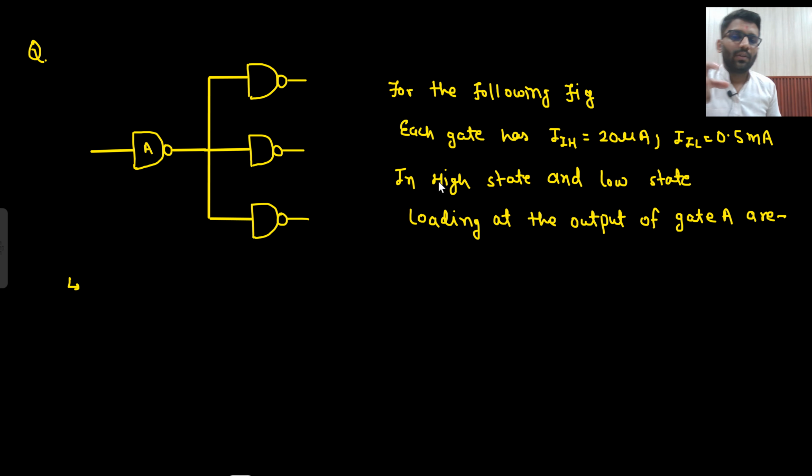Now this is a good question. For the following figure, each gate has IIH and IIL, which means input current in high state and input current in low state. In high state and low state, they are loading the output gate. What do you understand by that? When output is high, they will sink the current, because the output drives the current and they sink it. So they can take 20 microampere, 20 microampere and 20 microampere.